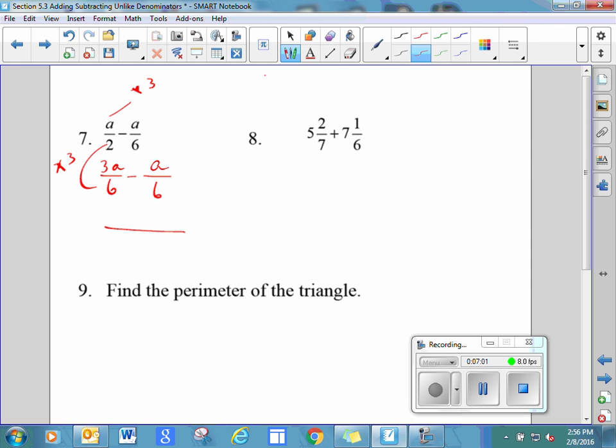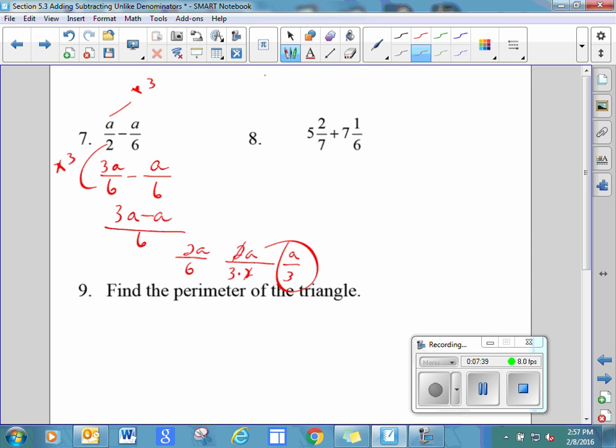Now I'm ready for a single fraction bar with 6 as a denominator. 3A, and it's positive. This negative sign goes with that A right there. If you have 3 A's and you take 1 away, you have 2 A's over 6. And one more step to simplifying it, you can think of 6 as 3 times 2. The 2's cancel, and your answer is A over 3.